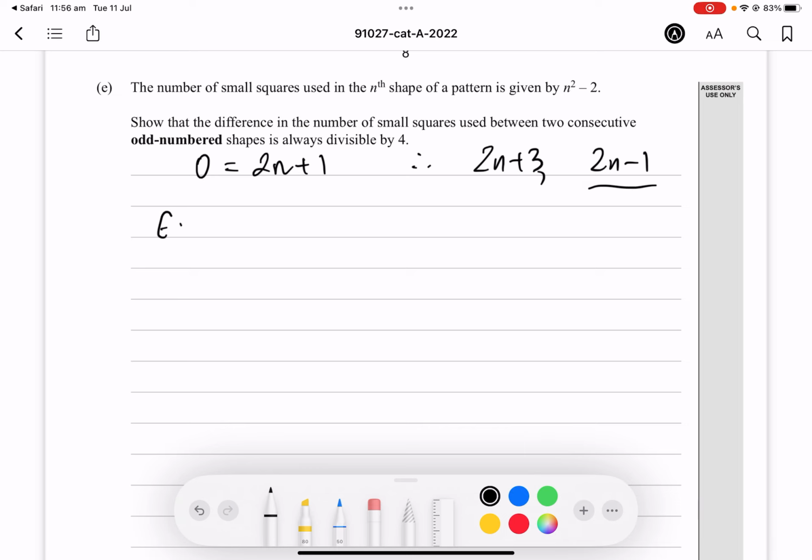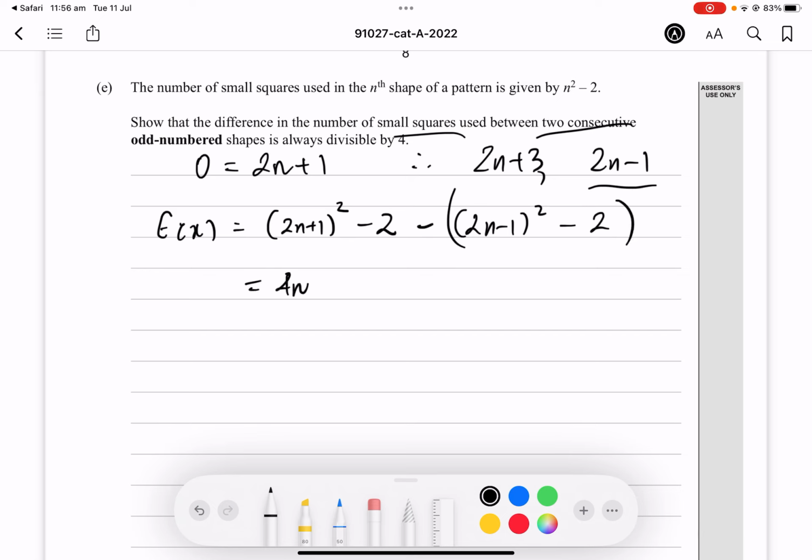So we know that the expression is going to be n squared minus 2. So it will be 2n plus 1 squared minus 2, plus the difference in the number of small squares used between two consecutive odd number shapes. So that will be a negative 2n minus 1 squared minus 2. So now we're going to expand. So we have 4n squared plus 4n plus 1 minus 2 minus 4n squared minus 4n plus 1 minus 2.